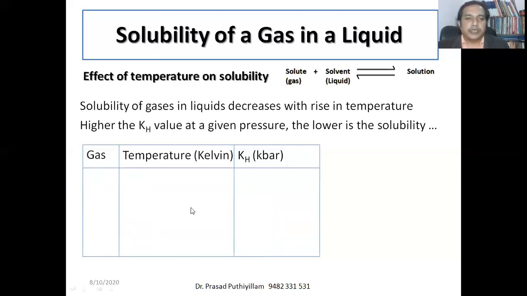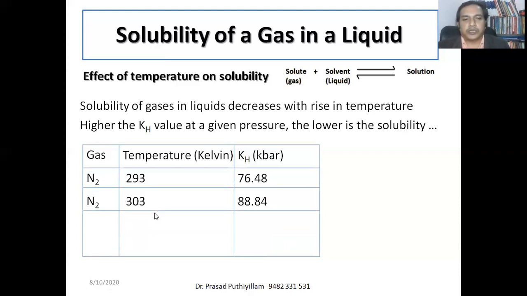Now we'll see some other examples, nitrogen as well as oxygen. Nitrogen gas at two different temperatures, 293 Kelvin and 303 Kelvin, has Kh values of 76.48 and 88.84. That means as temperature is increased, the Kh value increased. As the Kh value is increased, the solubility will be less.